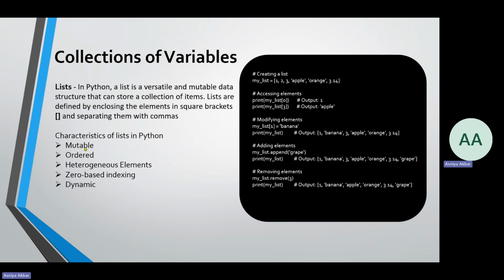So here we have, firstly, it is mutable. Mutable meaning that you can modify the elements, like, you can add, remove, or change items. Then it is ordered, meaning that the order in which you create a list will remain the same. Heterogeneous elements means that the list can contain elements of different data types, like integer, string, float, or any other object. Zero-based indexing means that the index number always starts from zero. Dynamic meaning that it allows for the addition as well as the removal of elements from the list.